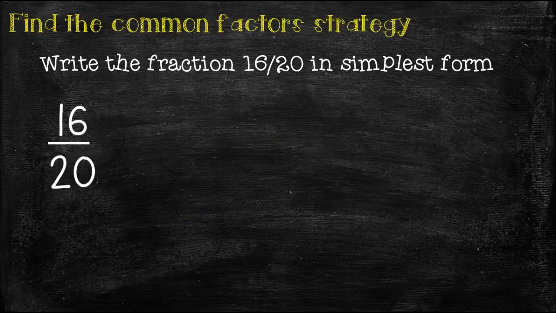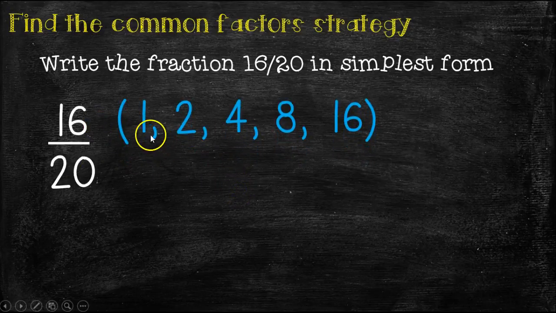So here we're going to start off by finding the common factors strategy. So we're going to write the fraction 16/20 in simplest form. So here what we do is we have 16/20, and just like you learned last year, we need to come up with all of the factors for 16. And they are 1 times 16, 2 times 8, 4 times 4, 8 times 2, and 16 times 1. Those are all the factors that we have for 16.